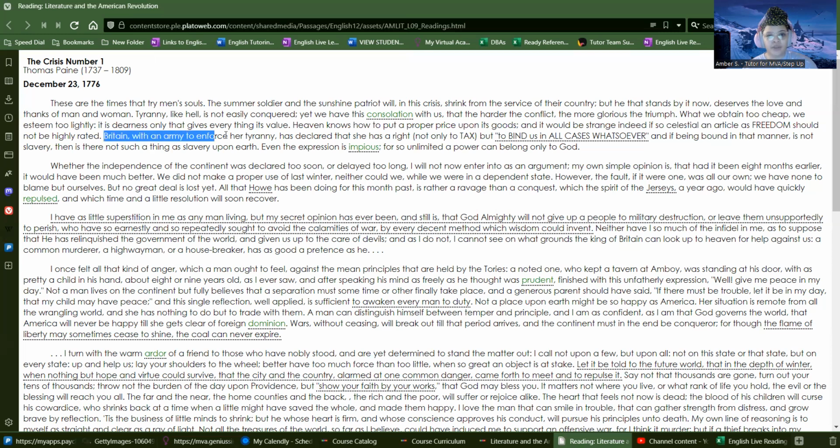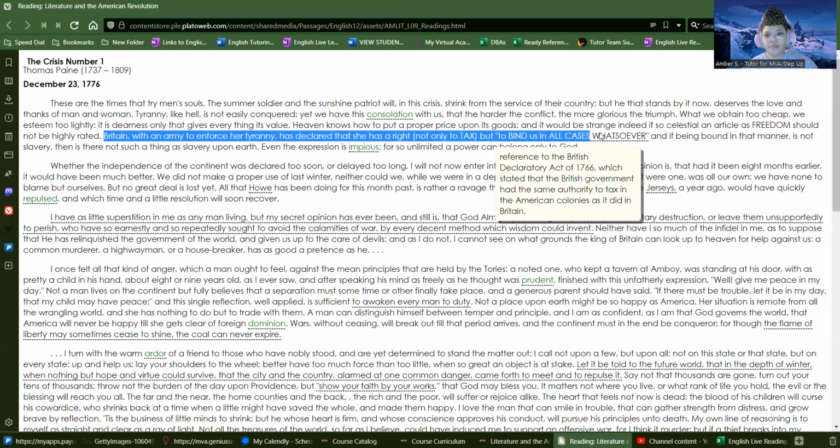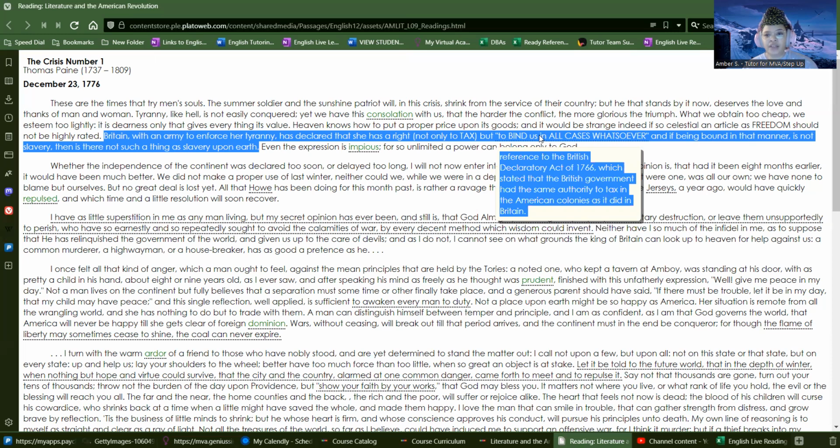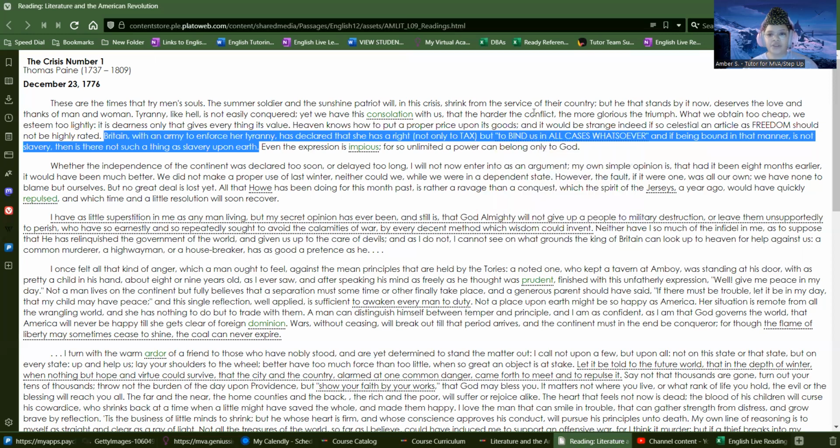So Britain, with an army to enforce her tyranny, has declared that she has a right not only to tax, but to bind us in all cases whatsoever. And if being bound in that manner is not slavery, then is there not such a thing as slavery upon earth? So if we underline this, bind us in all cases whatsoever, this is a reference to the British Declaratory Act of 1766, which stated that the British government had the same authority to tax in the American colonies as it did in Britain.